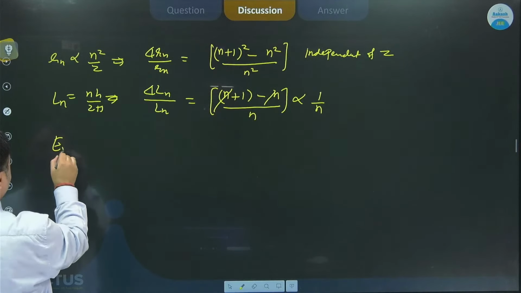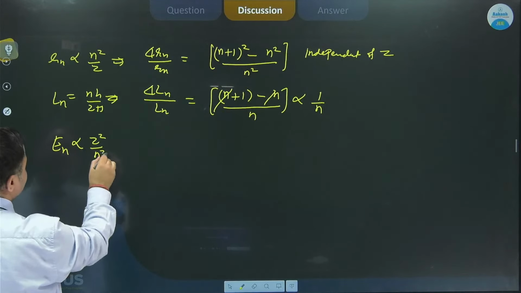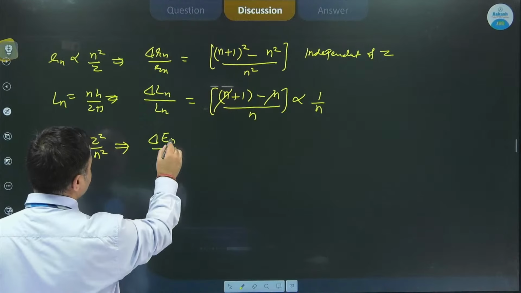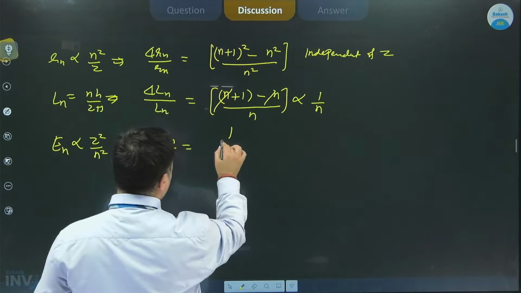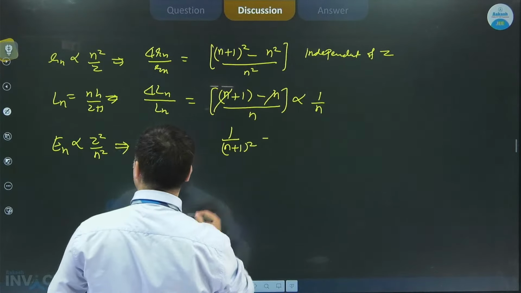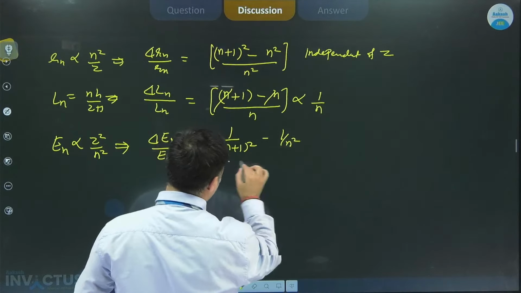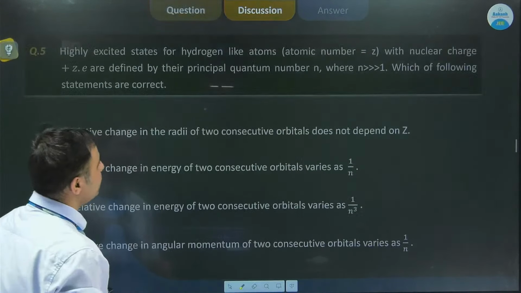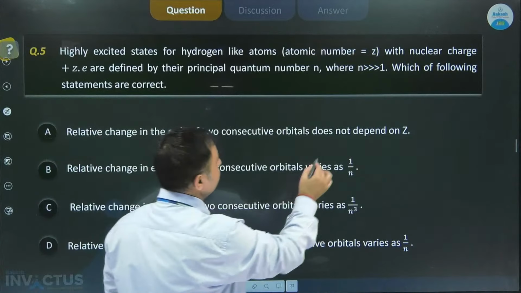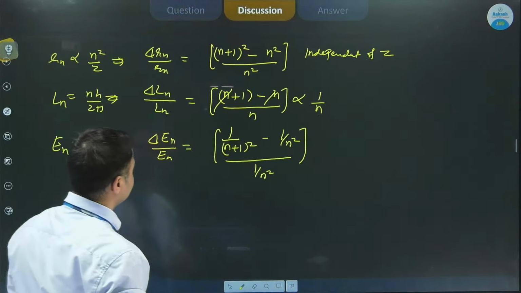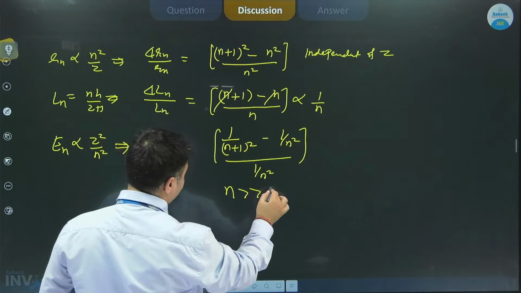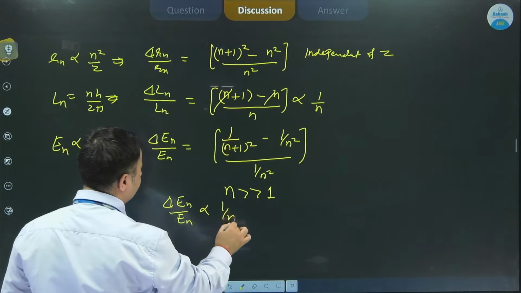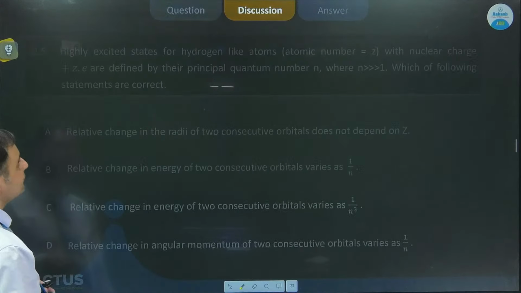So energy of nth orbit depends upon z square by n square. So delta En upon En is equal to 1 upon n plus 1 का whole square minus 1 by n square divided by 1 by n square. Now there is an approximation in the question given. We have n is very greater than 1. So for n is very greater than 1, this delta En by En will reduce to 1 by n. Now let's check the options.